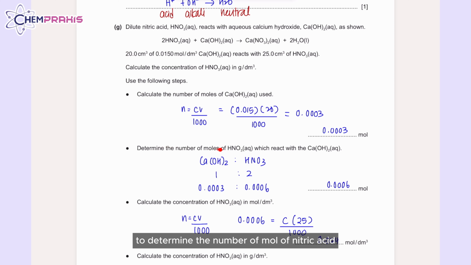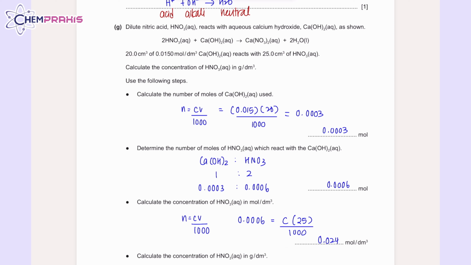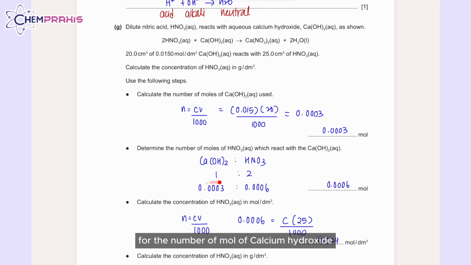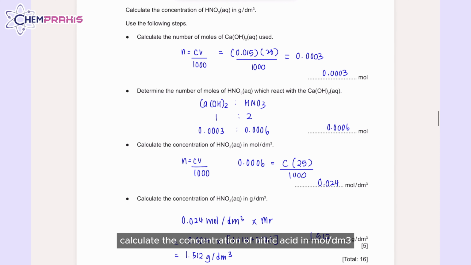To determine the number of mole of nitric acid which reacts with the calcium hydroxide, the mole ratio for calcium hydroxide is 1. For nitric acid, the mole ratio is 2. So I put the mole ratio 1 and 2 here. For the number of mole of calcium hydroxide, it is 0.0003. And for nitric acid with the ratio of 2, we use 0.0003 times 2, then we will find the number of mole of nitric acid, which equals 0.0006.